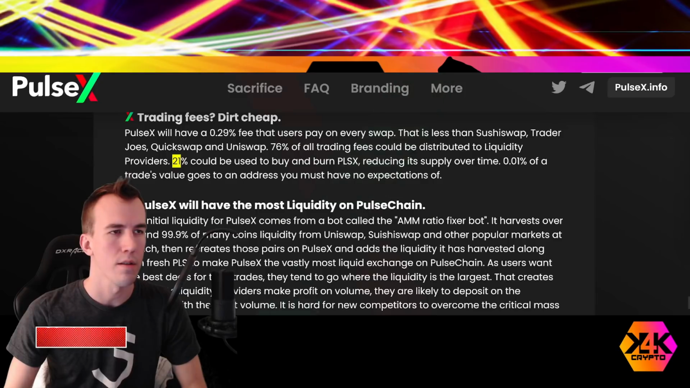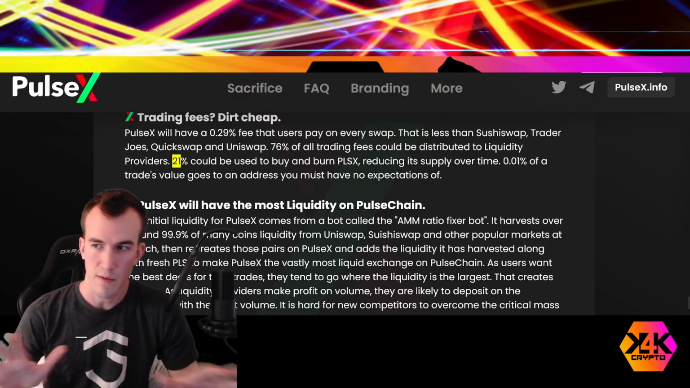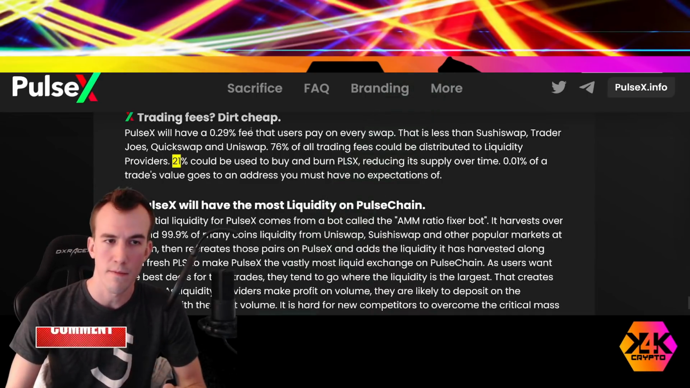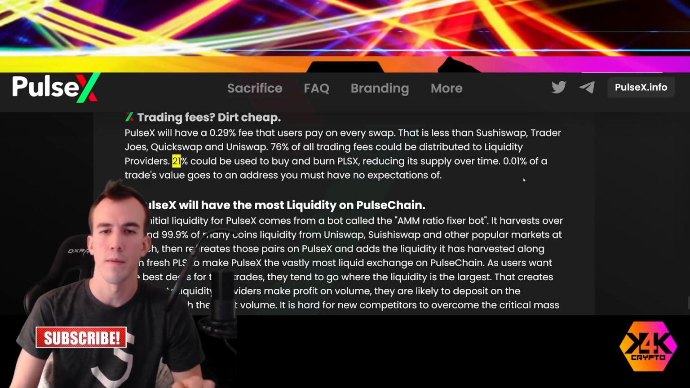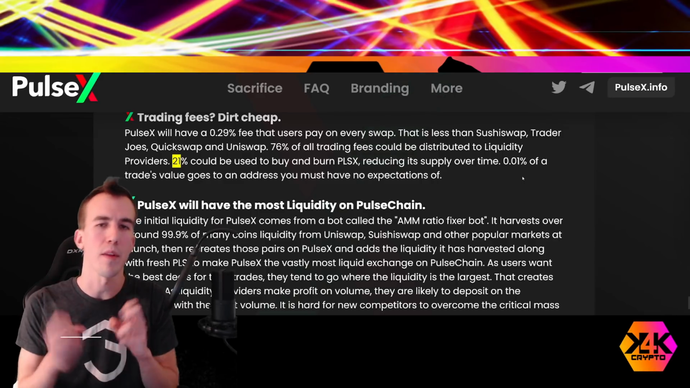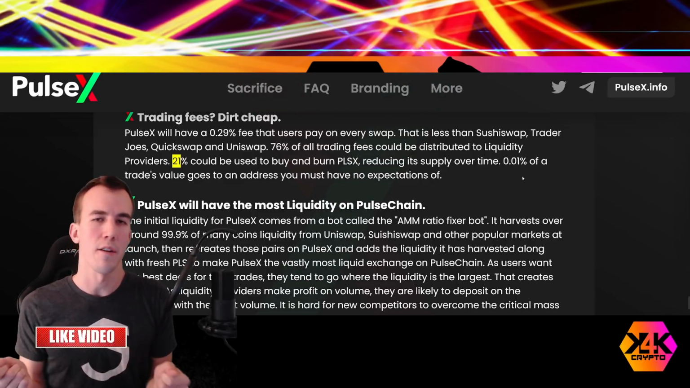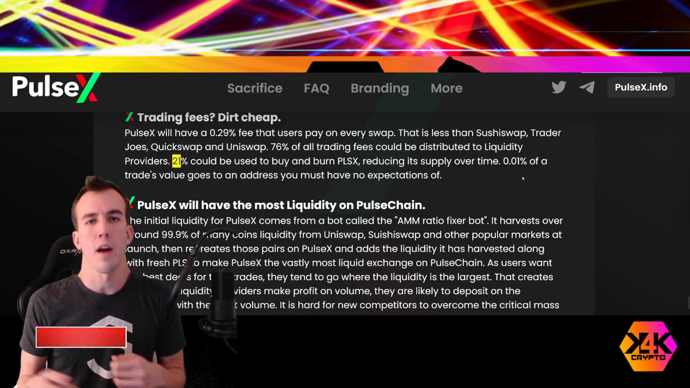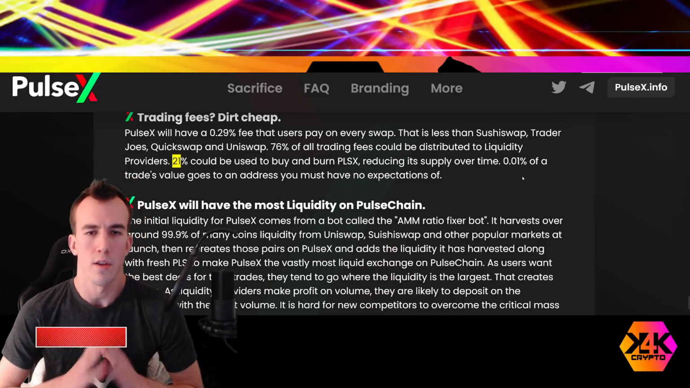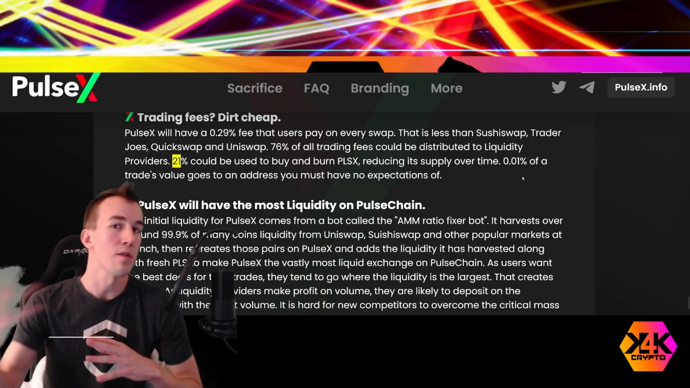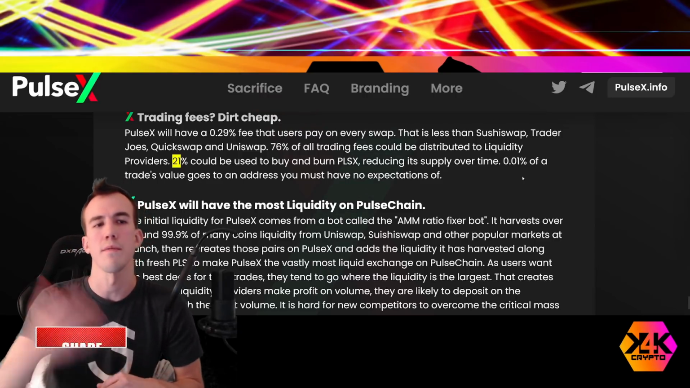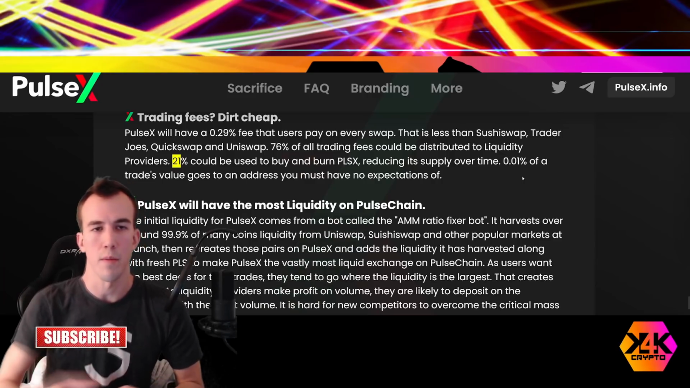Let's get to it. So, this is straight from the PulseX website. Look at this. There's a 0.29% fee that users must pay on every swap. And that's of the dollar value, or, if people are like, well, there's no dollar value at the start, it doesn't matter either. It's 0.29% of the units used in a trade for a buy. So even though there's no dollars at the start pre-bridge, it doesn't mess the whole thing up. It just uses 0.29% of the units used for a purchase.